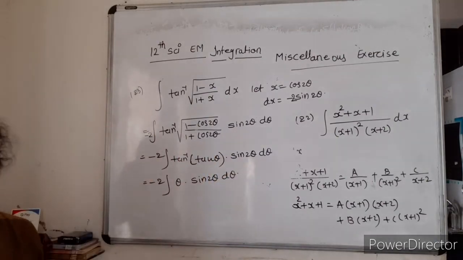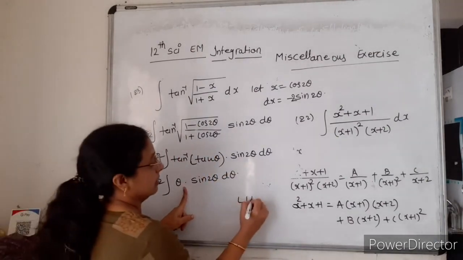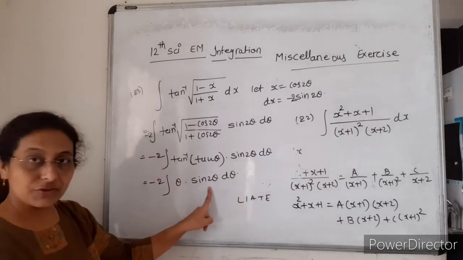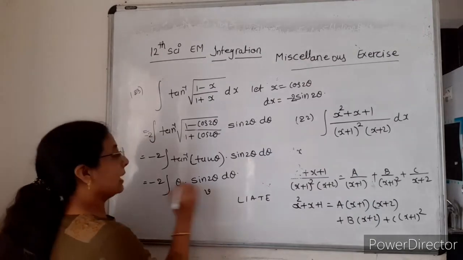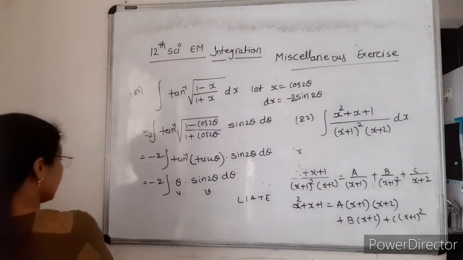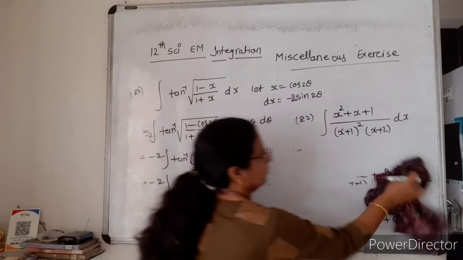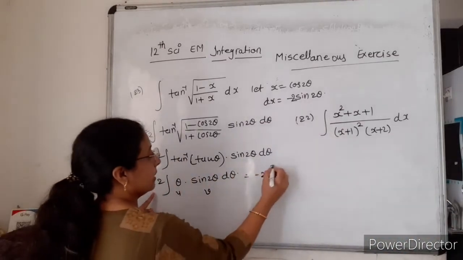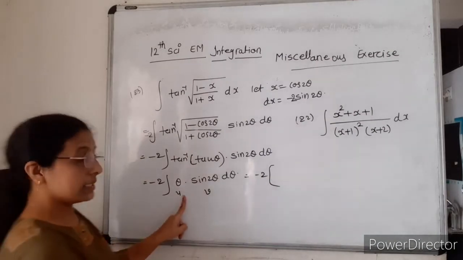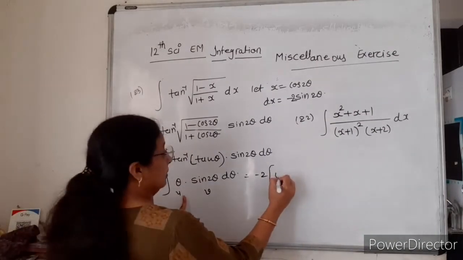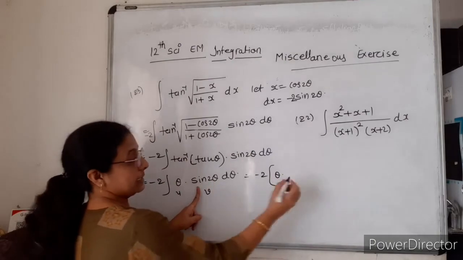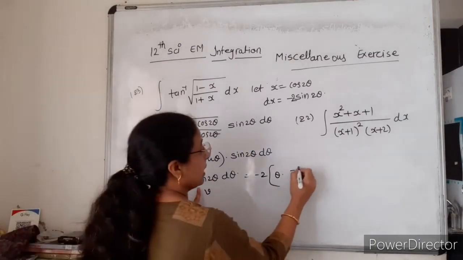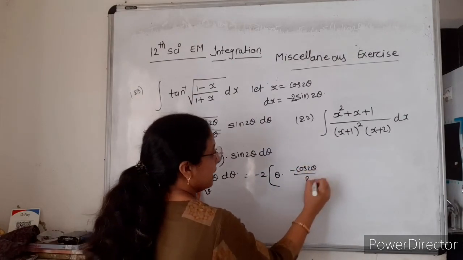Now what to do? This is algebraic function, this is trigonometric function, so you will take u and v. So what is it? Integration by parts. So that minus 2. Here it is u constant. Integration of v sin theta, sin 2 theta. The integration is minus cos. So minus cos 2 theta by 2.